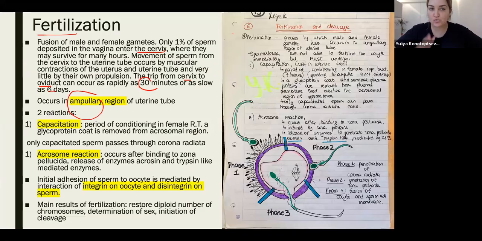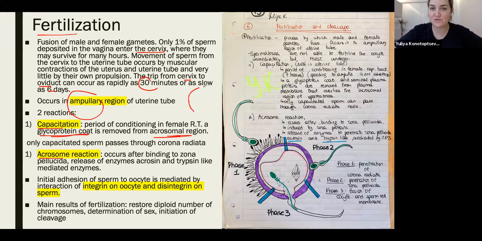Fertilization is actually 2 reactions. It's capacitation and acrosome reaction. Capacitation typically happens in the fallopian tube. Okay, so already in the uterine tube, capacitation happens. What is capacitation? This is when we are removing glycoprotein coat from the acrosomal region of spermatozoa.